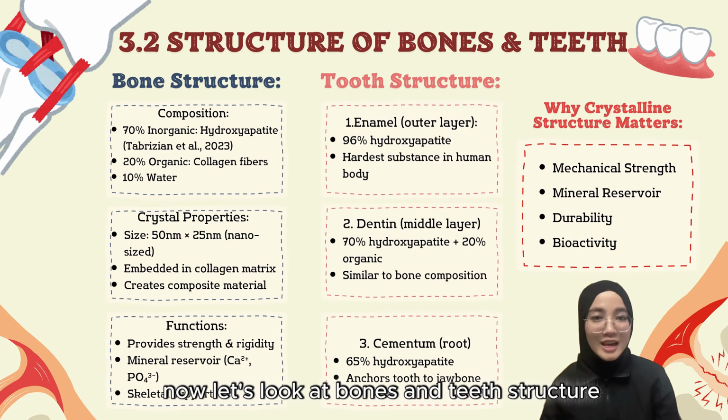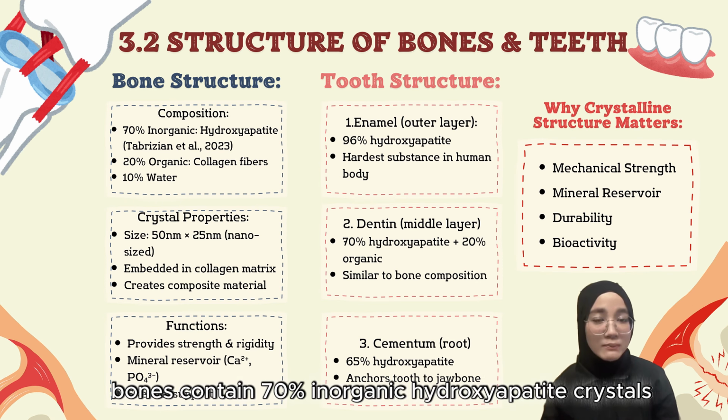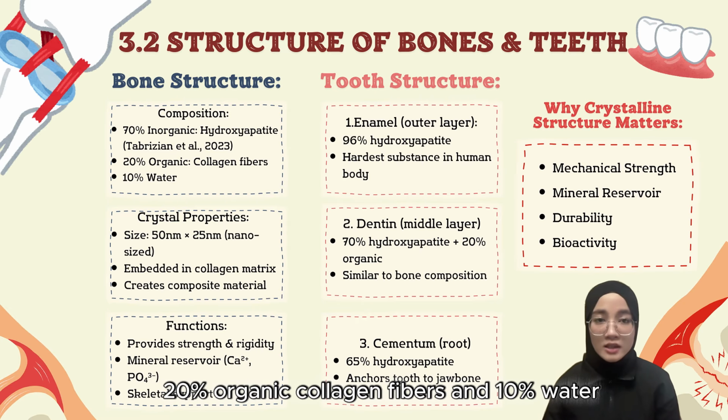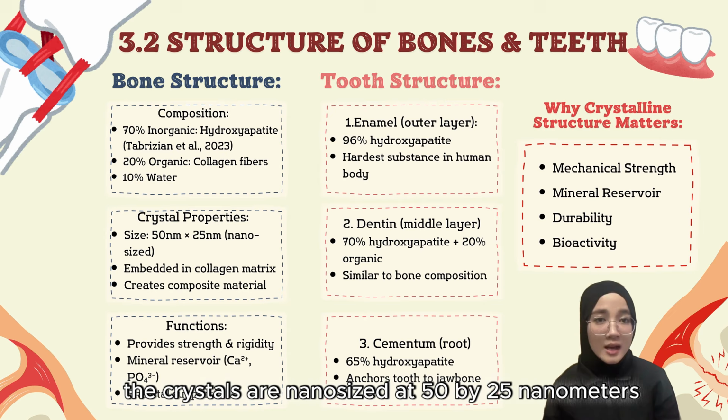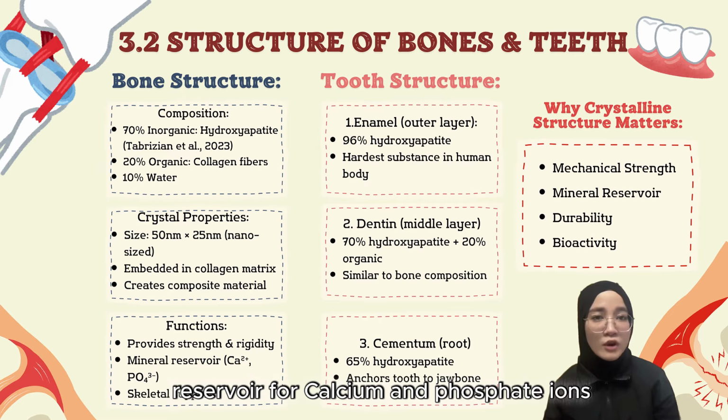Now, let's look at bones and teeth structure. Bones contain 70% inorganic hydroxyapatite crystals, 20% organic collagen fibers, and 10% water. The crystals are nano-sized at 50 by 25 nanometers embedded in the collagen matrix. This provides strength, rigidity, and serves as a mineral reservoir for calcium and phosphate ions.